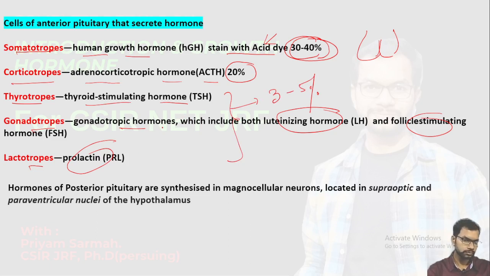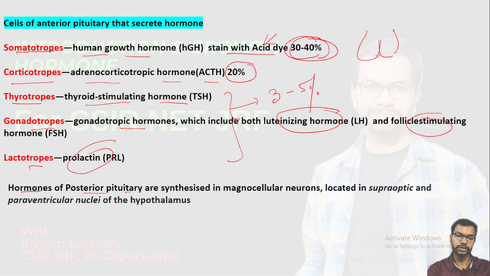I have already told you that the hormones of the posterior pituitary are not synthesized by the posterior pituitary itself. Those are synthesized in the hypothalamus, and from the hypothalamus they come to the posterior pituitary, from where they are released. So see here the lines.